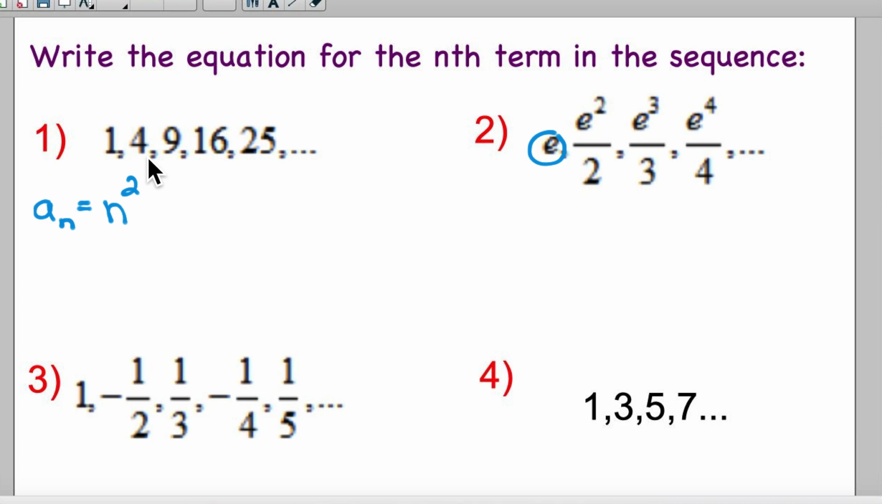The second one, I think if I took away the first one, it would probably be a little easier. You can see it's e to the power of 2 over 2 for the second term, e to the power of 3 over 3 for the third term, e to the power of 4 over 4 for the fourth term. So the nth term is going to be e to the power of n over n. Those numbers like 2, 3, and 4 you see written twice, so you're going to write n twice.